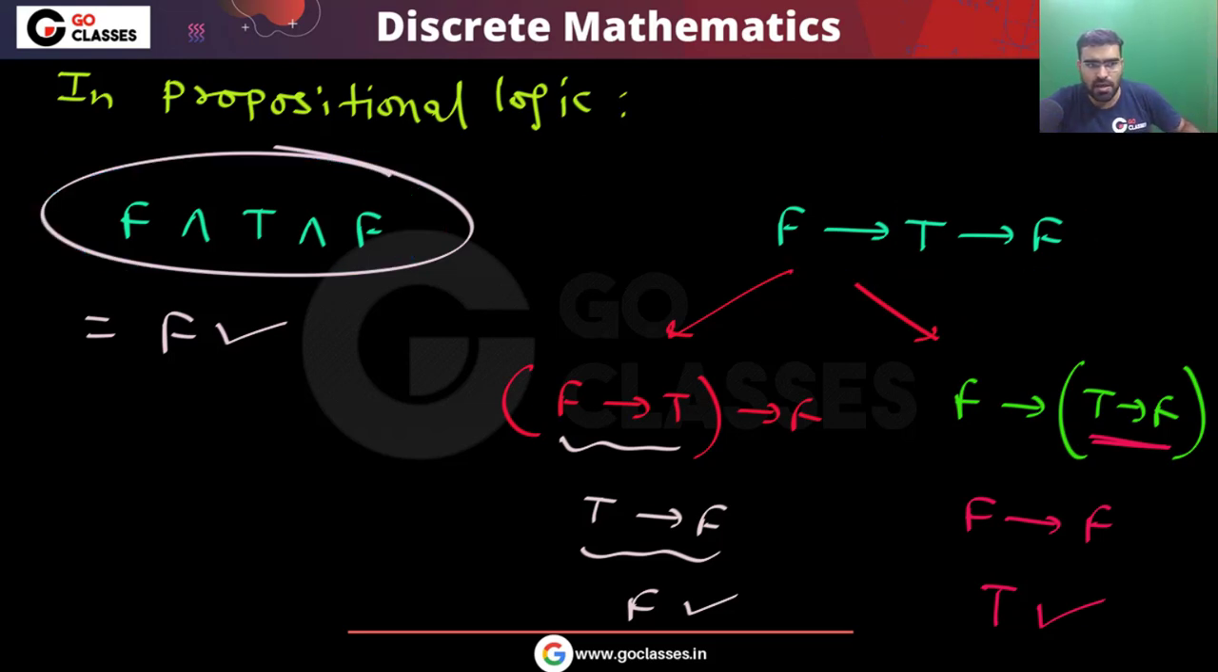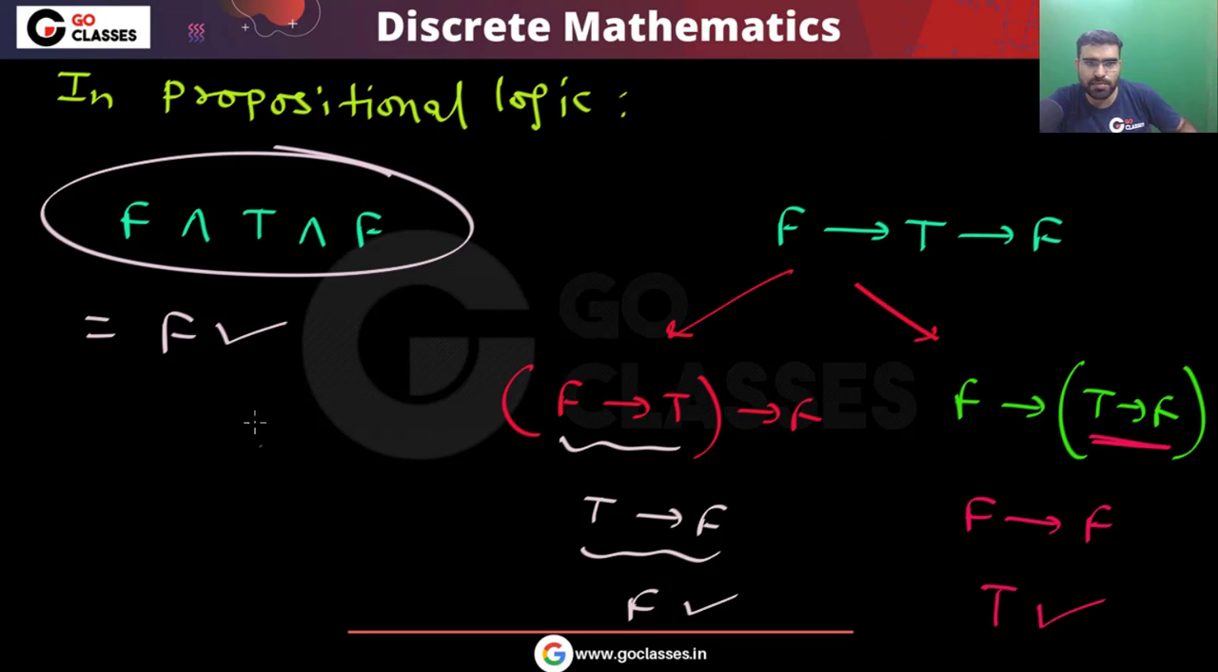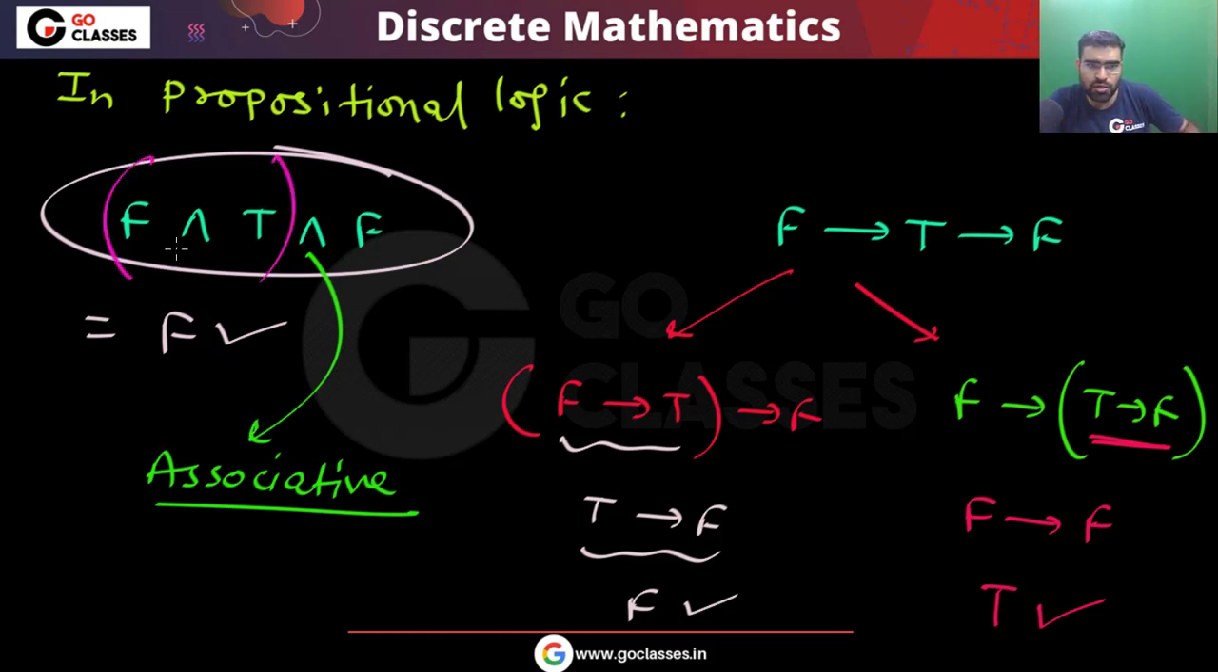And what is the reason? What do you think? There is no ambiguity here, but there is ambiguity here. The reason is simple, because this conjunction operator is associative. So that is the reason there is no problem. In this there is no ambiguity. Why? Because this conjunction operator is associative. Means if I do the first conjunction first, then the answer will be same as if I do the second conjunction first.